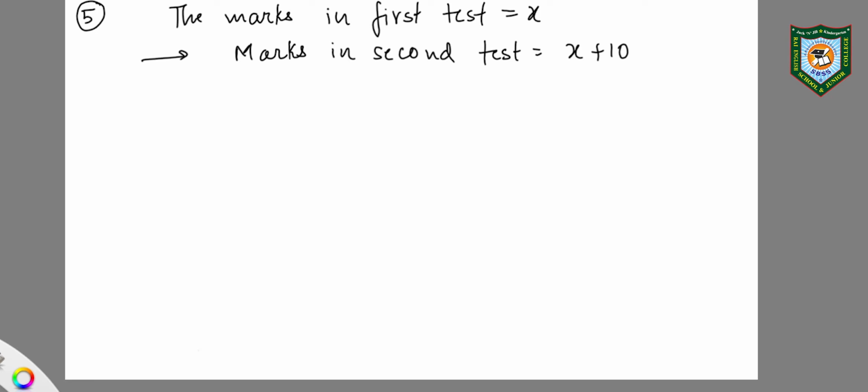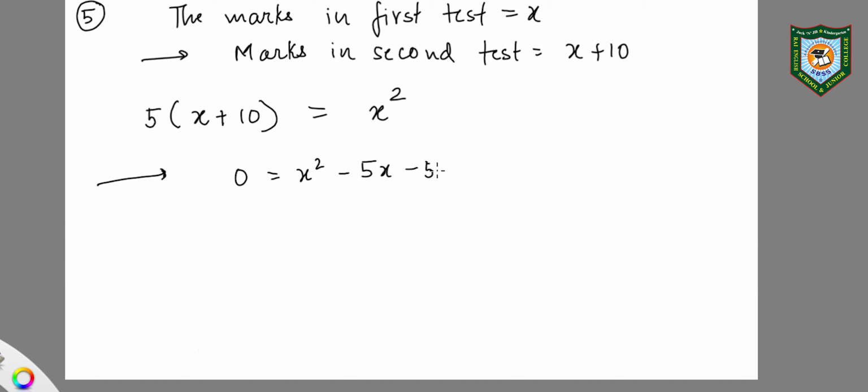So 5 times the score of the second test. So 5 into score of the second test, which is x plus 10, is the same as the square of the score in the first test. Now the score in the first test is x and square of this is x square. So if I simply rearrange the terms to the RHS, I'll get my quadratic equation as 0 is equal to x square minus 5x minus 50. And this is my quadratic equation, and then you all can solve this equation and get the final answer.